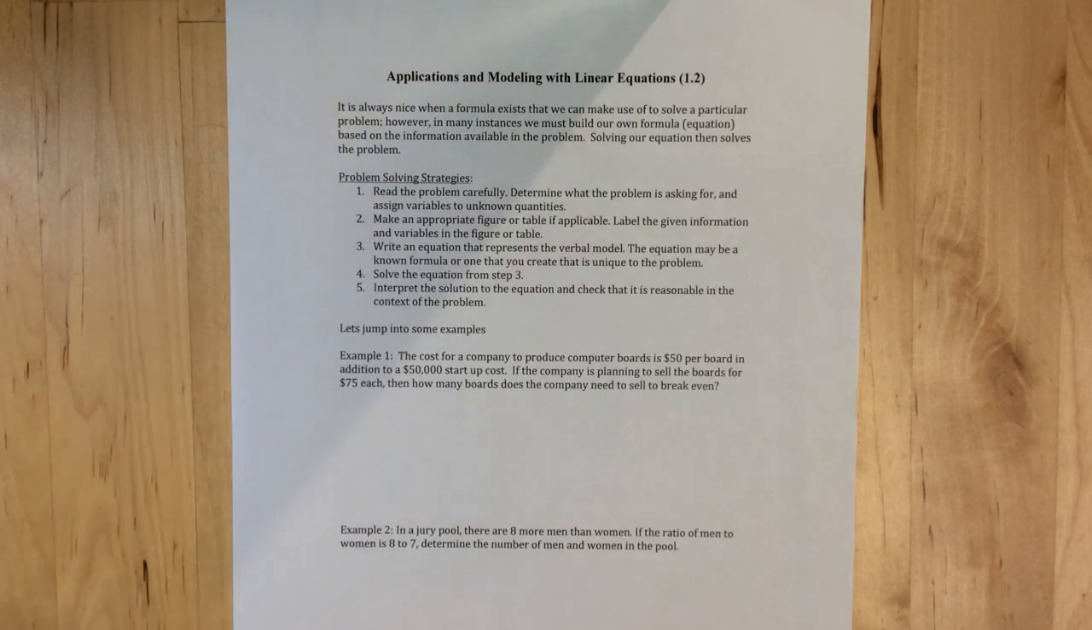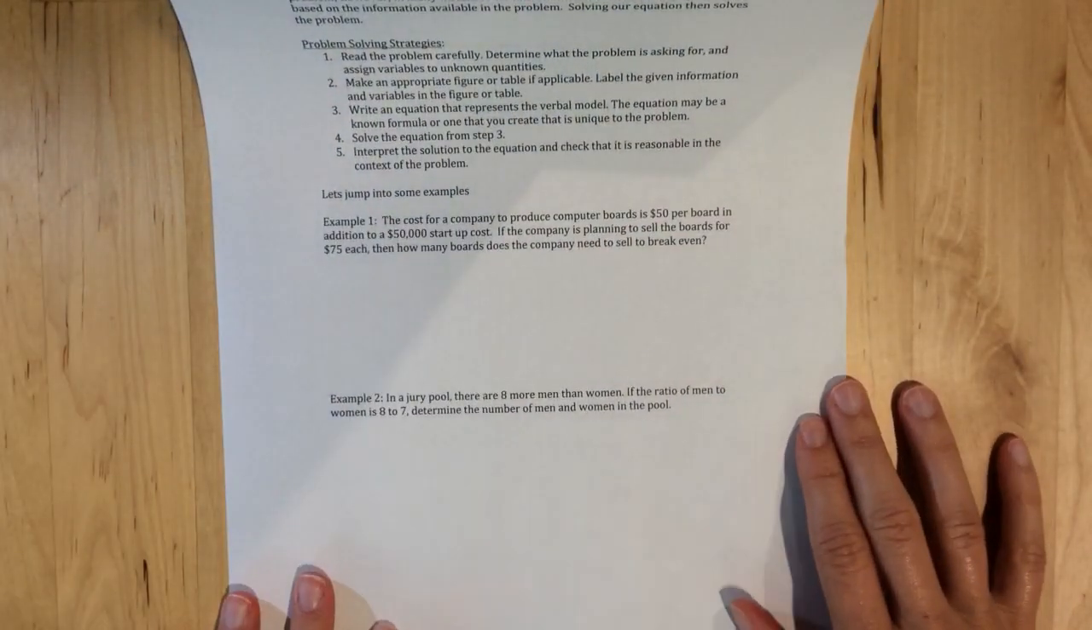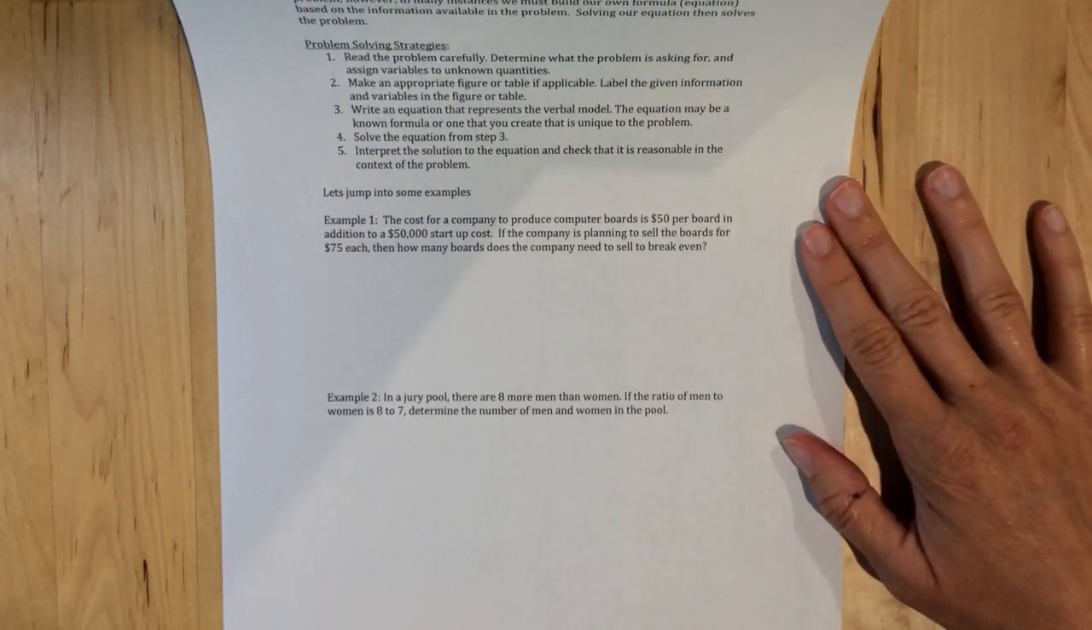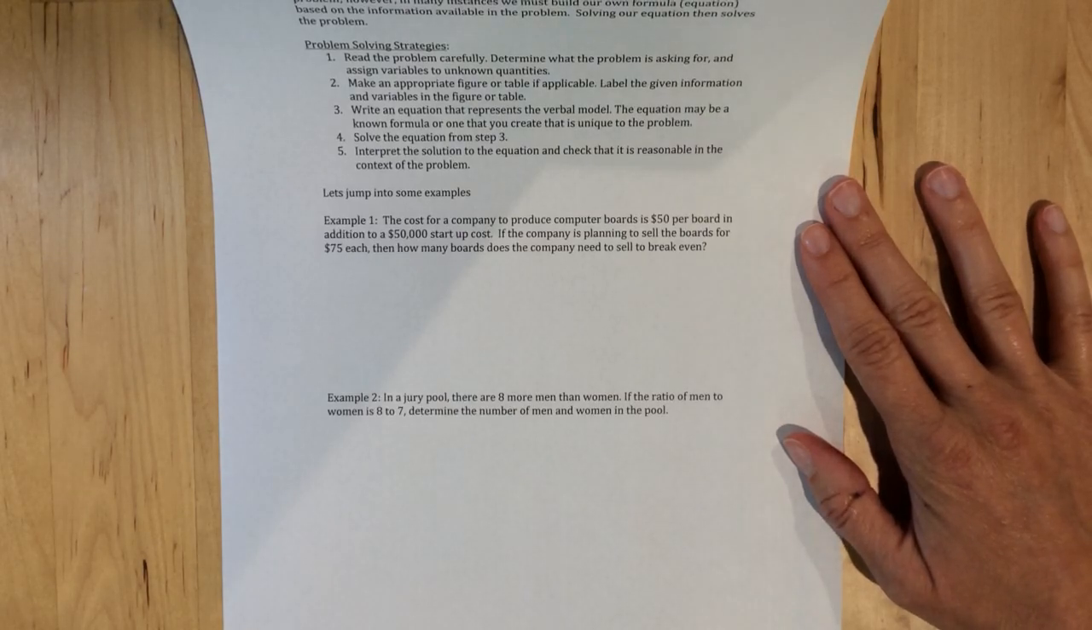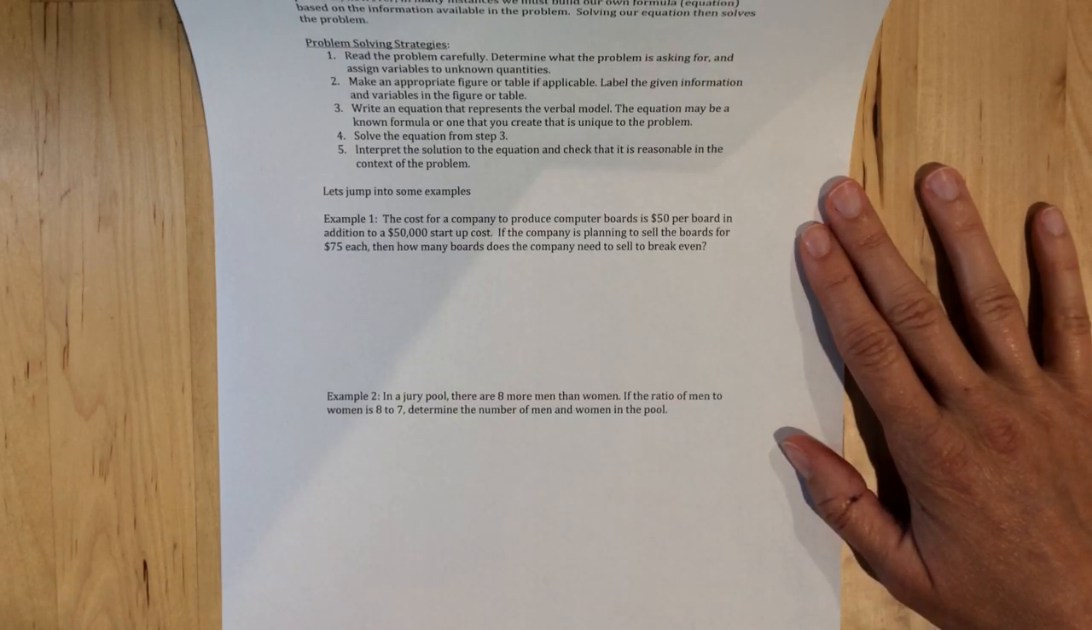Sometimes you can skip step 2 if you need to. For step 3, sometimes a formula really does exist. It just really depends. So, example 1. The cost for a company to produce computer boards is $50 per board, in addition to a $50,000 startup cost. If the company is planning to sell the boards for $75 each, then how many boards does the company need to sell to break even?